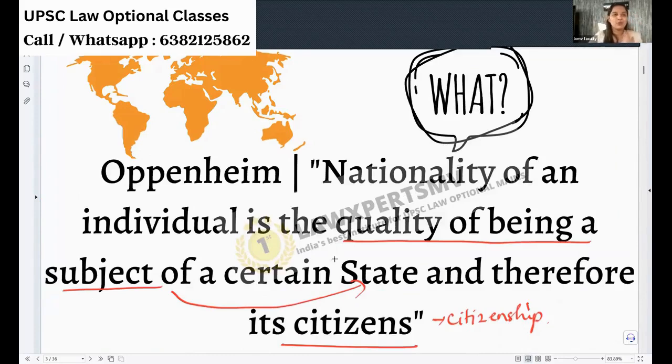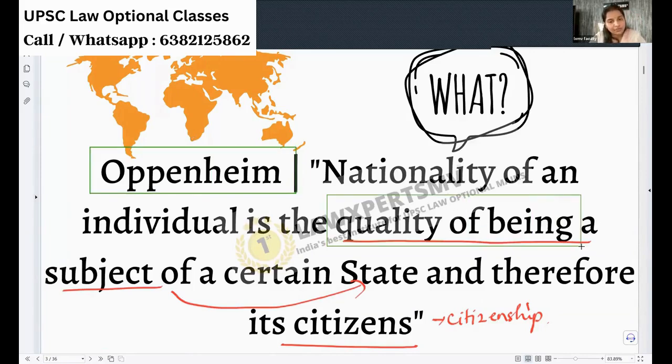Now, next is Oppenheim. Very important thinker, right? So what does he say? He says nationality of an individual means the quality of being a subject of a certain state. And it is like being the citizen of that state. So he did not differentiate nationality and citizenship. Actually, nationality and citizenship most of the time mean one and the same. But in certain areas, like double nationality, double citizenship alone, there are very minor changes. Almost you can say nationality and citizenship are one and the same.